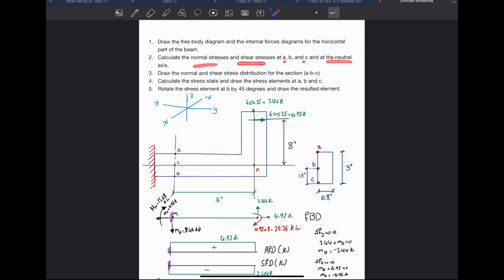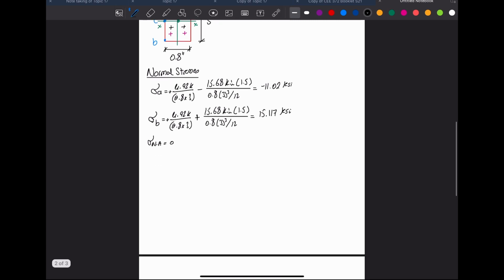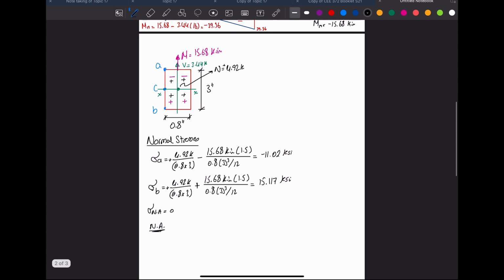The question also asks us to calculate the normal stresses and shear stress at A, B, C, and at the location of the neutral axis. At the neutral axis, of course, the normal stress is equal to 0. But if we want to find where the neutral axis is, it is going to fall in a region where we have positive and negative, so it's going to be somewhere here. Okay, so this is the neutral axis.